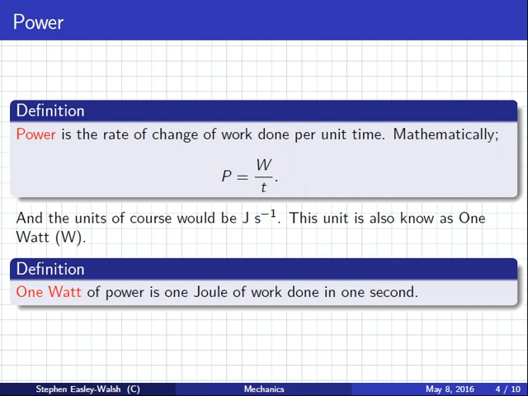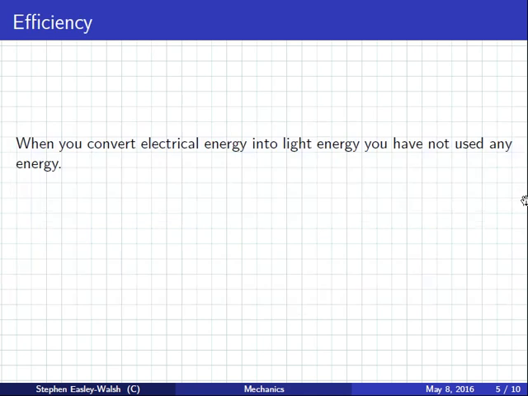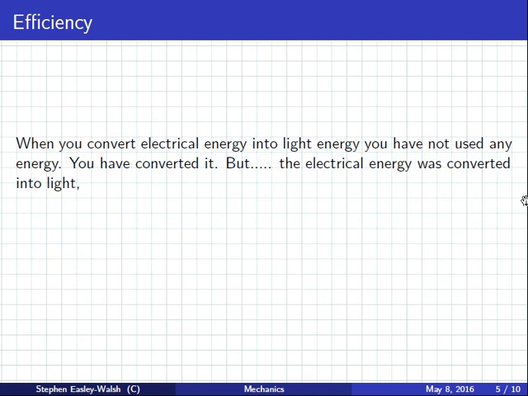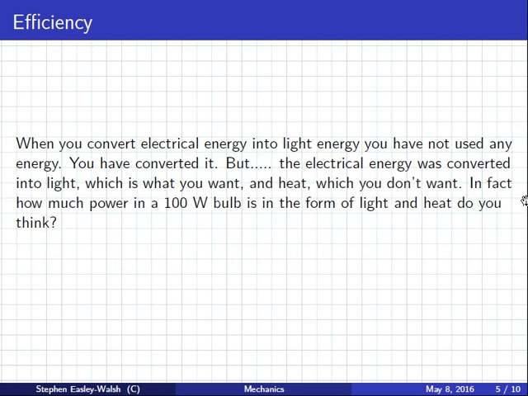So, we have these two new terms, power, which is work per time, and watts, which are joules per second. When you convert electrical energy into light energy, you've not used any energy. You know this from the last class. You've just converted it. But the electrical energy was converted into light, which you want, and heat, which you don't want. So, in fact, if you have a 100 watt light bulb, that means 100 joules per second.